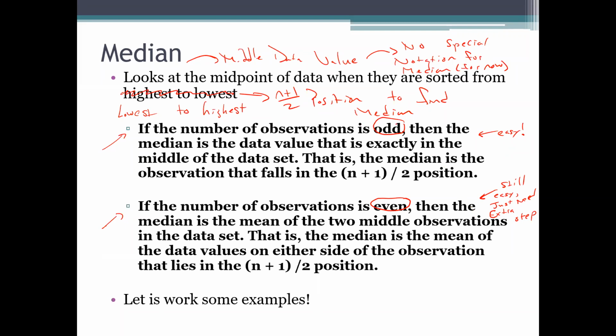All right, so if the number of observations is odd, then the median is the data value that is exactly in the middle of the data set. That is, the median is the observation that falls in the (n+1)/2 position. Let me do an example of this first, so you see how to do this by hand.